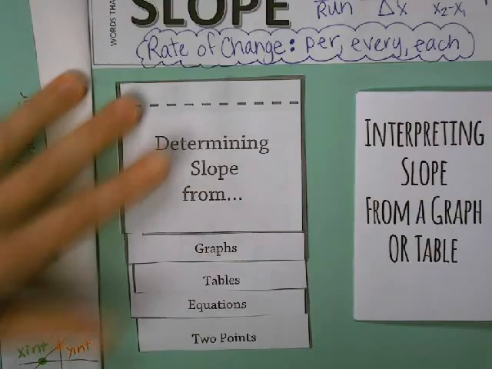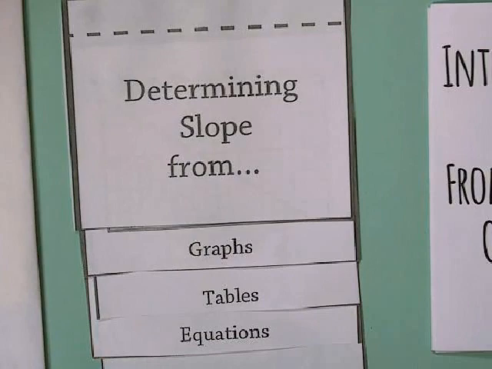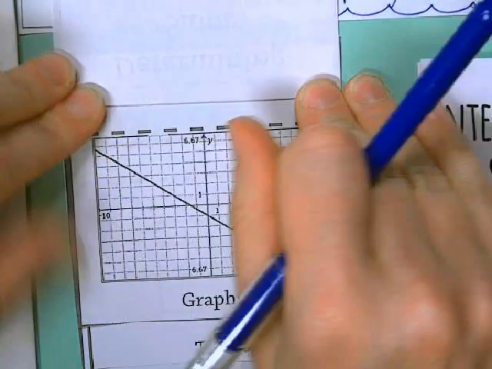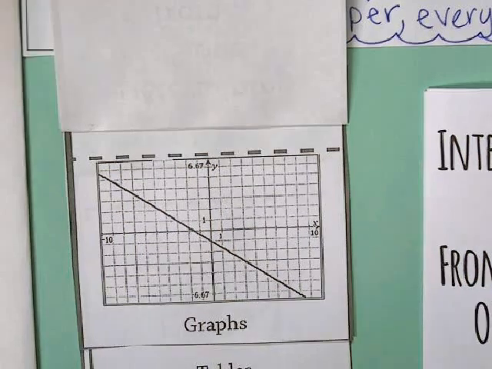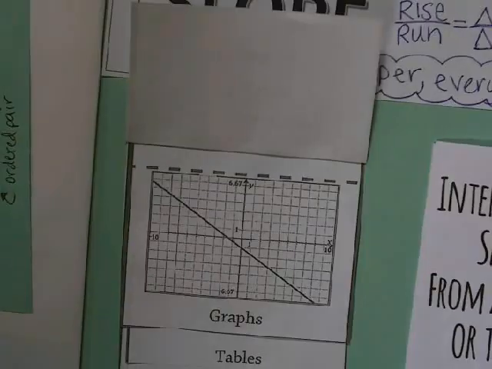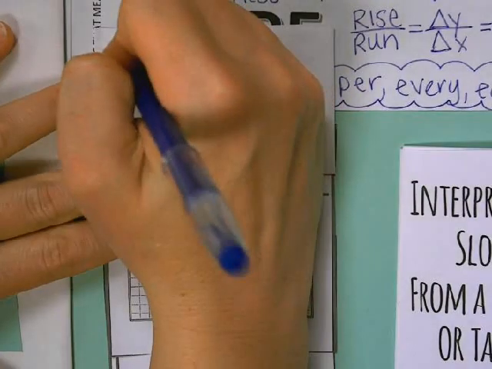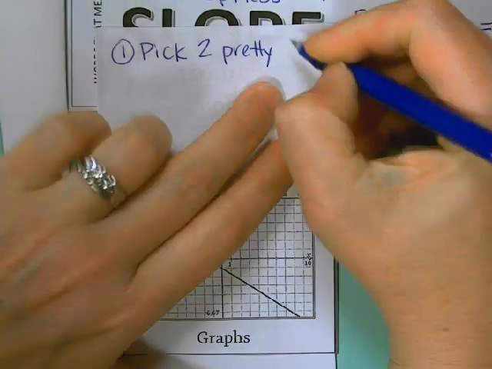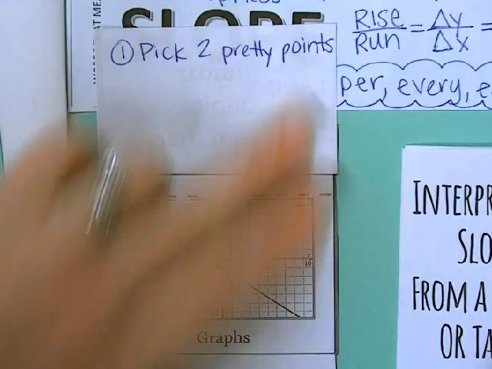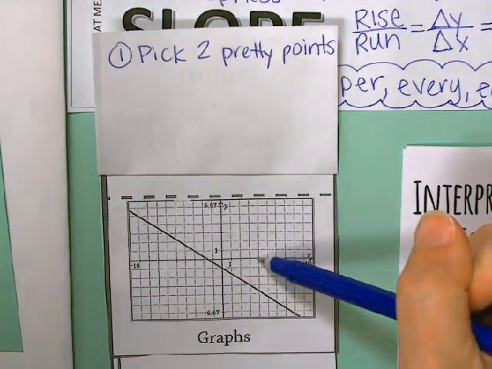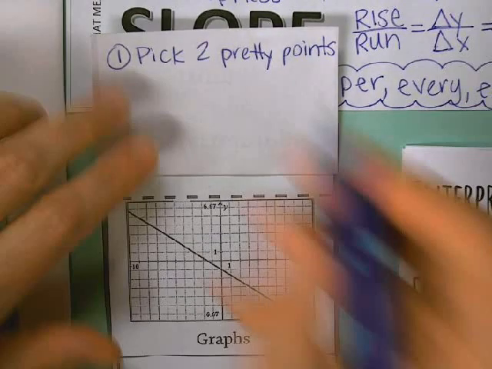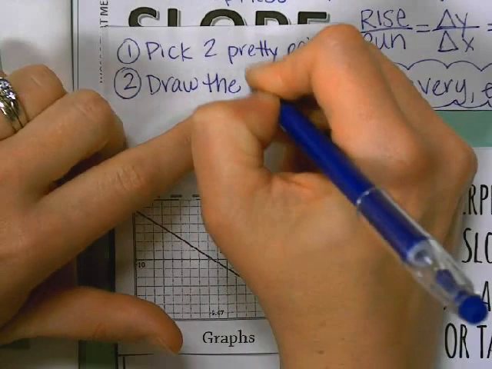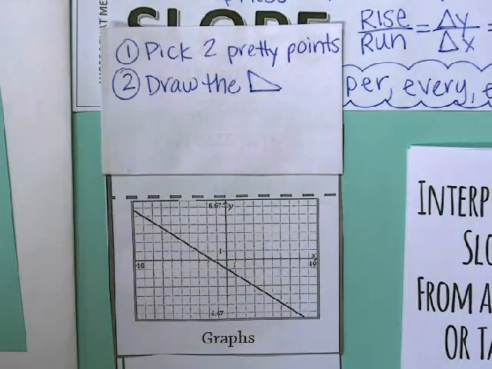Alright, so let's go ahead and do this flip chart right here, determining slope from. Let's just open it up. We're going to start with slope from a graph. So how do we find slope if we have a graph? We've done a little bit of this already on page 2, but essentially what you first do is pick two pretty points. By that I mean you pick two points that are corners of the graph. After you pick two pretty points, you're going to draw the right triangle. It's going to look like this.